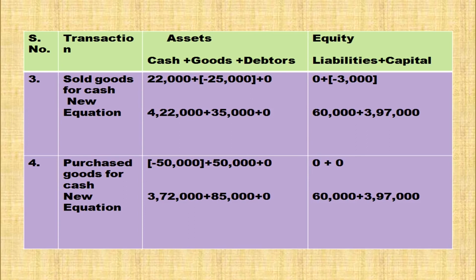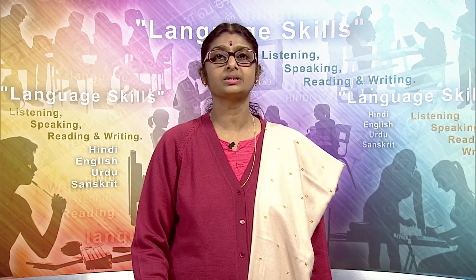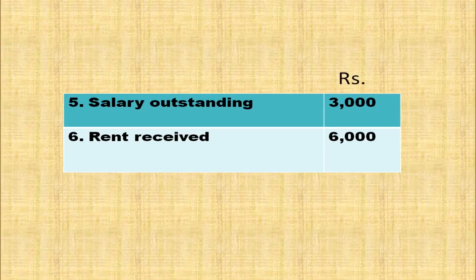Coming to another transaction, purchase goods for cash. Goods are increasing, so in the goods column plus 50,000. Cash is going minus 50,000 in the cash column. The new accounting equation will come with cash 3,72,000, goods worth rupees 85,000 and liability 60,000 plus capital 3,97,000, 4,57,000. Salary outstanding, another transaction.